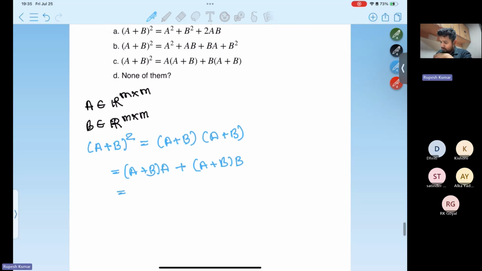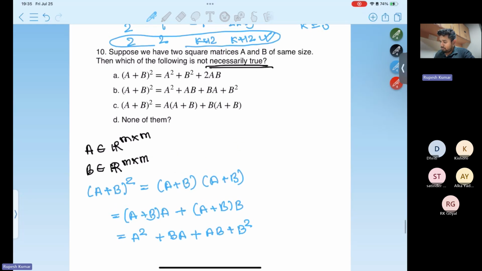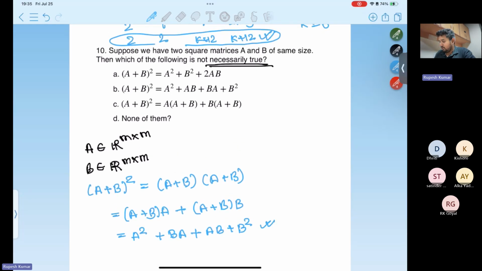Now again, you can always say expand this. So this becomes A into A, and matrix A into matrix A can be represented as A square plus B into A plus A into B plus B into B, which is B square, right? So let's look at which option is true. So this is always true, right? Always correct. Always holds. So option A, let's come back to option A later.